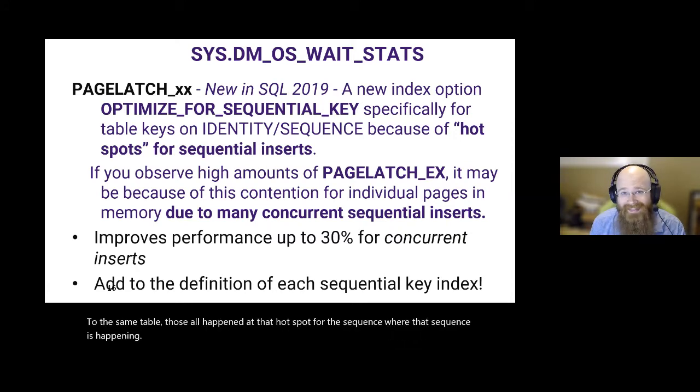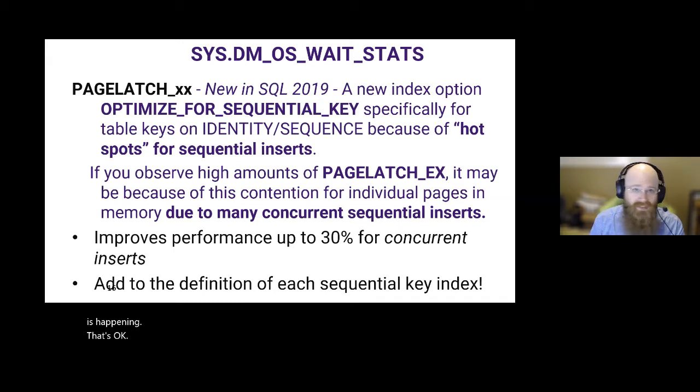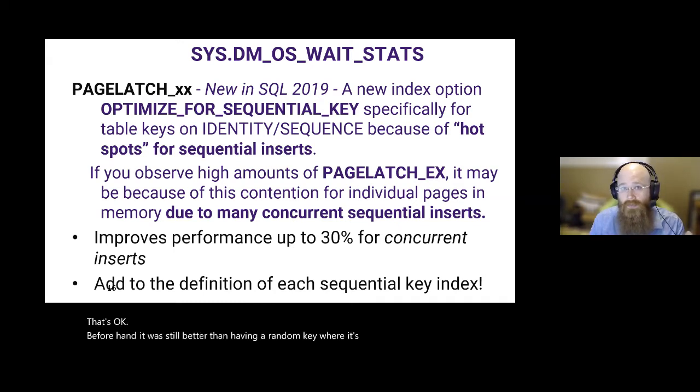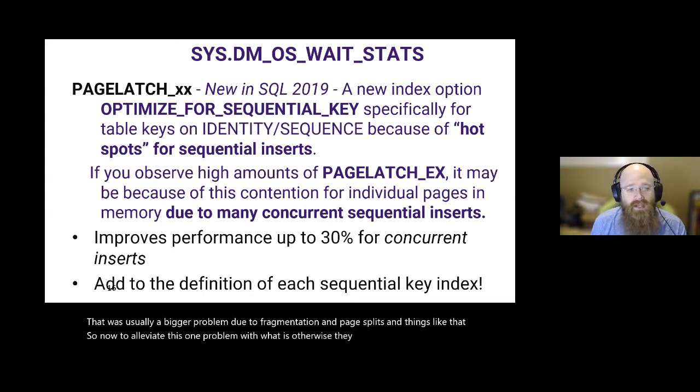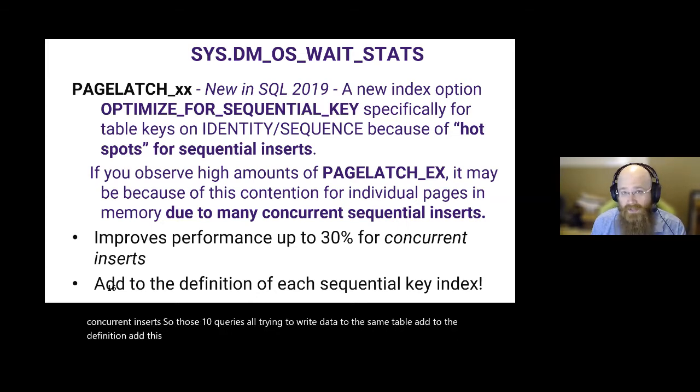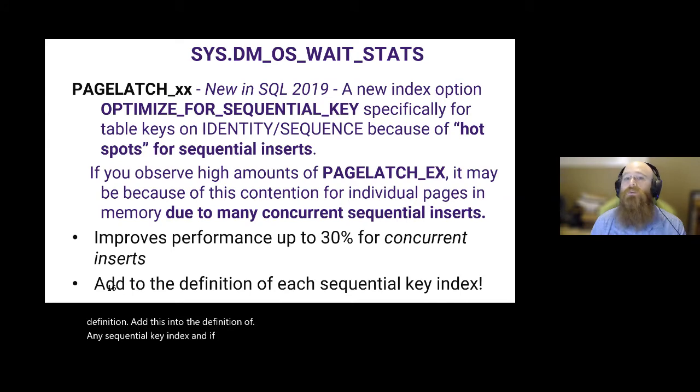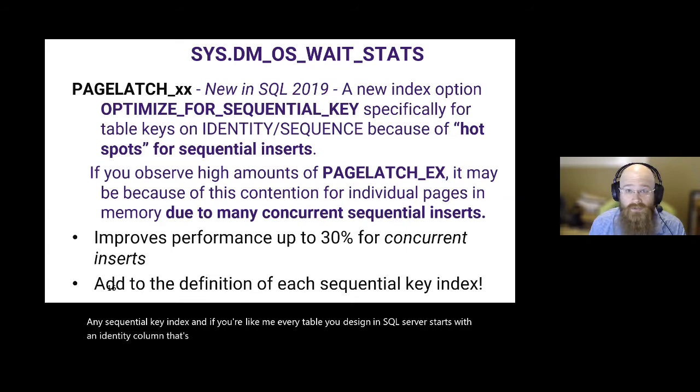That's okay. Beforehand, it was still better than having a random key where it's writing all over the table. That was usually a bigger problem due to fragmentation and page splits and things like that. So now, to alleviate this one problem with what is otherwise the recommended solution, there is this new OPTIMIZE_FOR_SEQUENTIAL_KEY hint for indexes that improves performance up to 30% for concurrent inserts. So those 10 queries all trying to write data to the same table: add this hint to the definition of any sequential key index. And if you're like me, every table you design in SQL Server starts with an identity column. That's an ID, integer, not null primary key column.